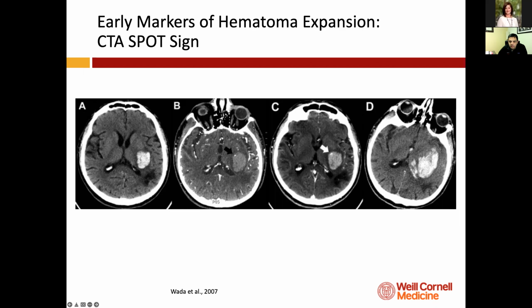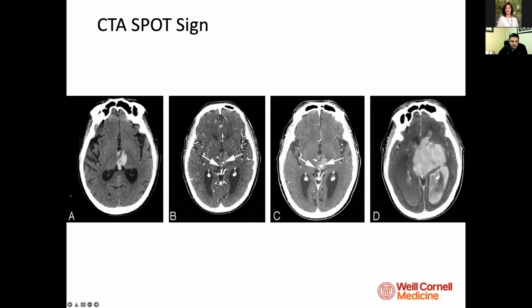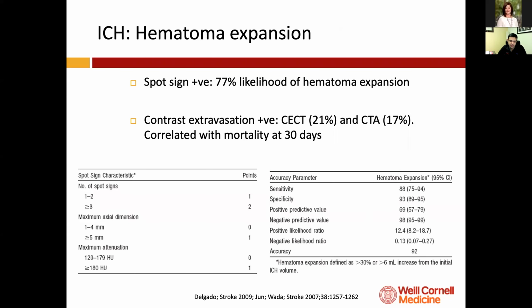And if you repeat the scan, you can see that the bleed is now getting worse. Same thing here. This was a patient that we had who essentially had a small hemorrhage. CTA showed 2 spot signs. And then we repeated, and the spot signs on the repeat CTA are also bigger. And obviously the bleed got bigger. There's more IVH or intraventricular hemorrhage. There's more hydrocephalus. So that is the utility of the spot sign. If you see it, then there's almost an 80% chance that the hematoma is going to expand.